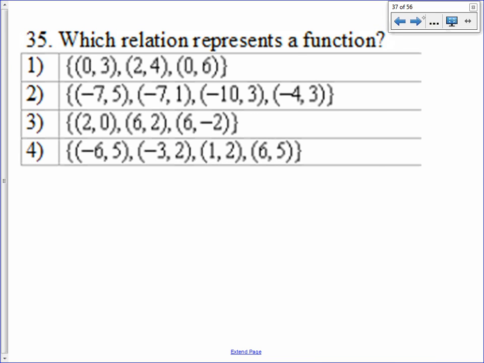A function is where each x has only one y. So we look at the x values. If the x values repeat, it's not a function. X values repeat, not a function. X values repeat, not a function. X values are all different, therefore it's a function. We don't even look at the y values, only the x values.